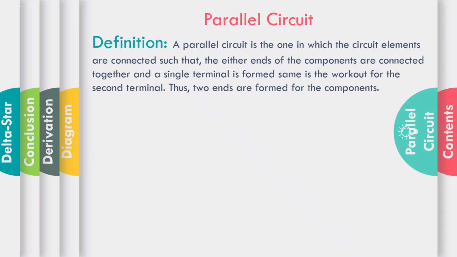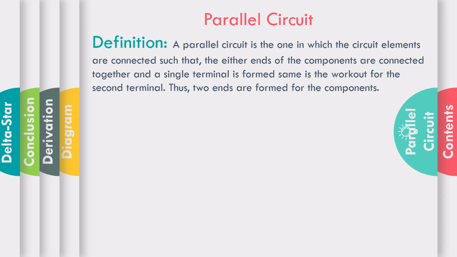We already know the formula: 1 upon R is equal to 1 upon R1 plus 1 upon R2 plus 1 upon R3, where R is the total resistance of the circuit and R1, R2, R3 are connected in parallel in the circuit.